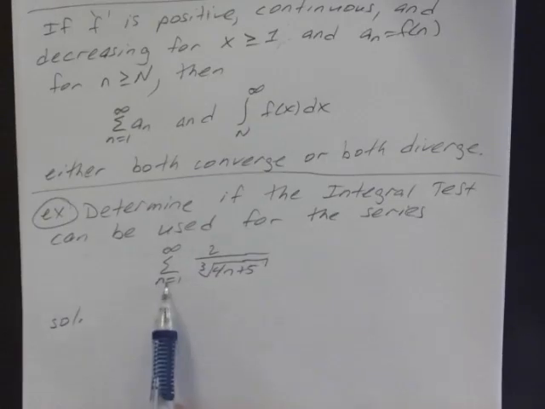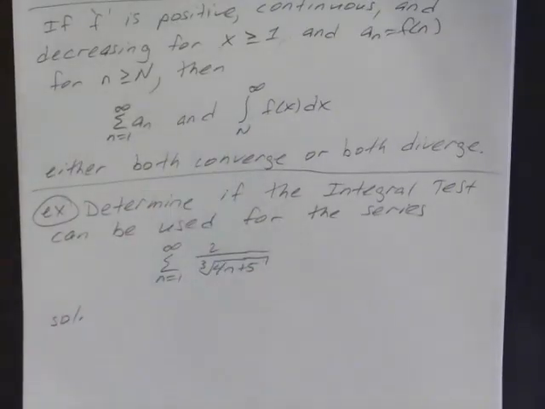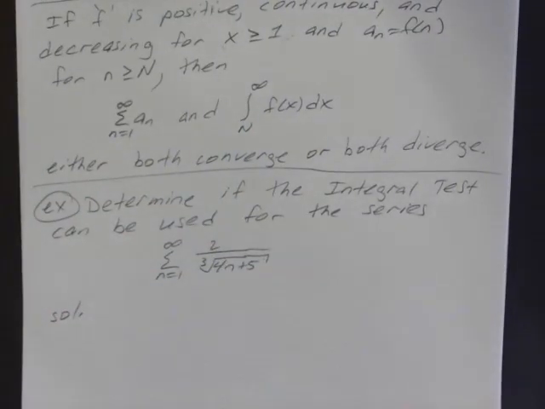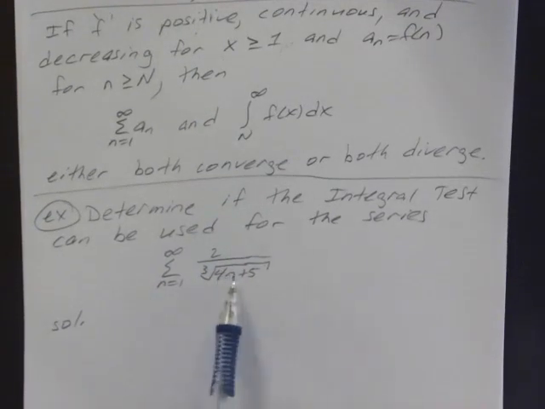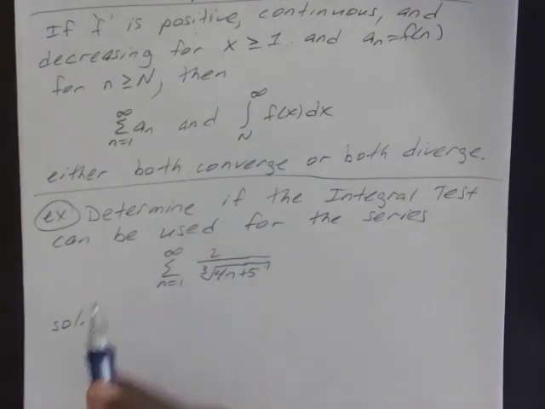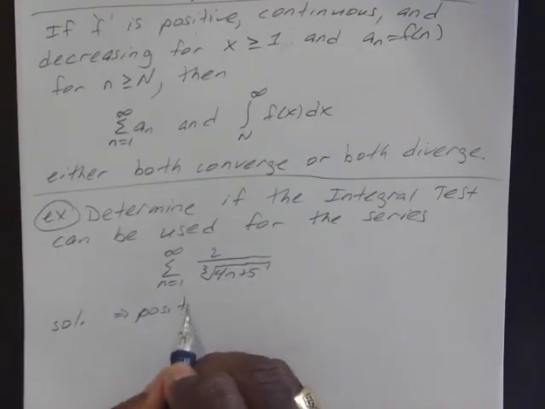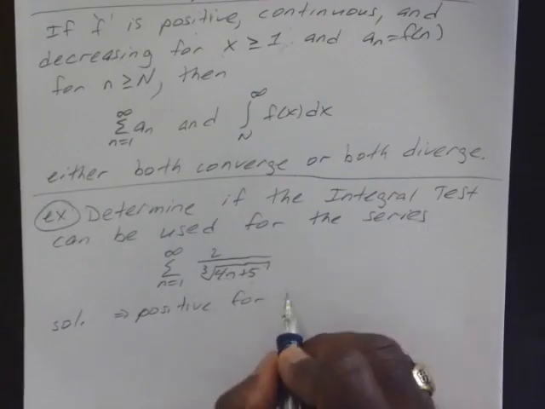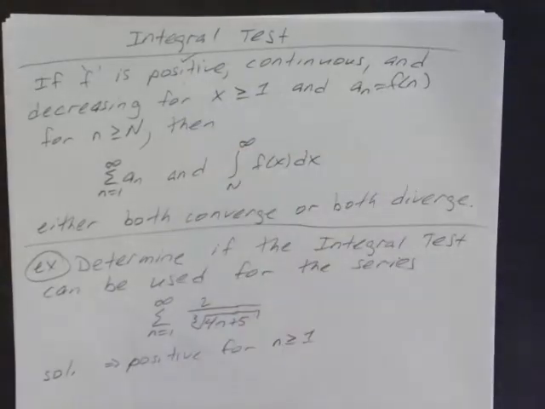Okay, so you can replace this with x if you want to. You don't have to. I just keep it as n. So we're going to look for it to be positive, continuous, and decreasing for n greater than or equal to 1. Okay, so we plug in n equals 1, we get a positive number. n equals 2, get a positive number. Any number greater than 1, we'll get a positive number for this whole thing. So we can see that it's positive for n greater than or equal to 1. So that one checks.